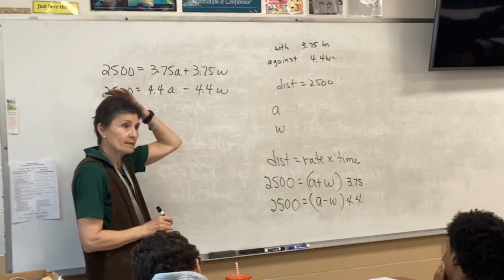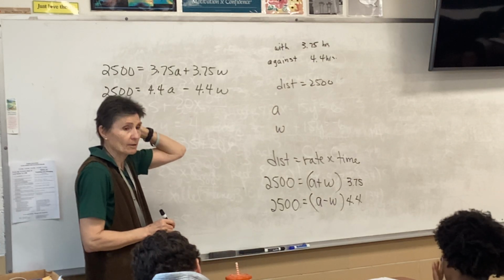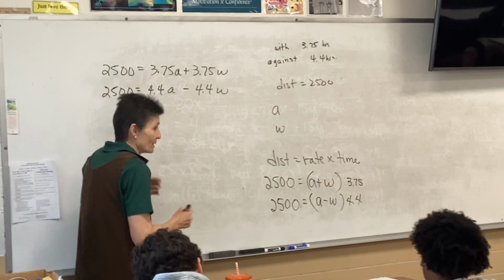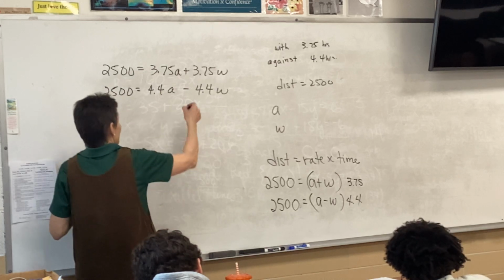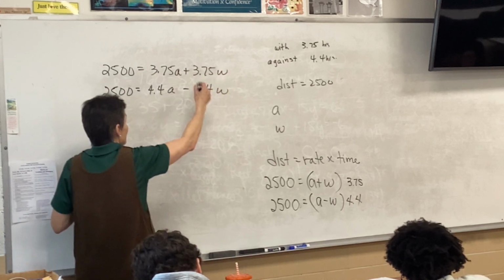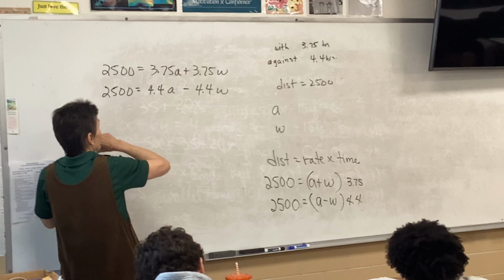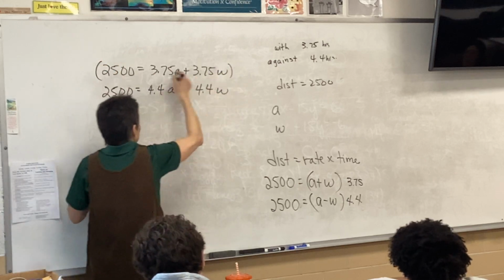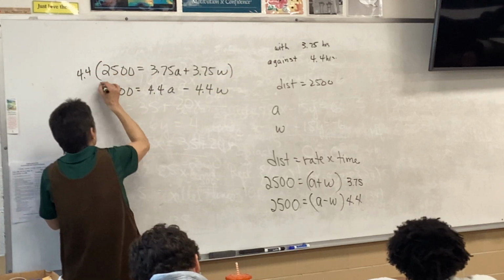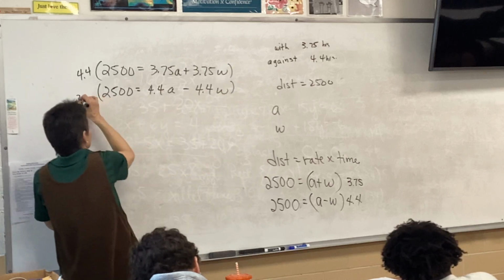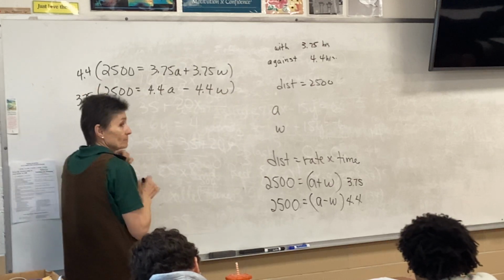Can we eliminate here? Yeah, it's not gonna be beautiful, but we got a calculator, we can do it. If we wanted to eliminate the W's, what would we have to do? Multiply the top one by 4.4 and the bottom one by 3.75.